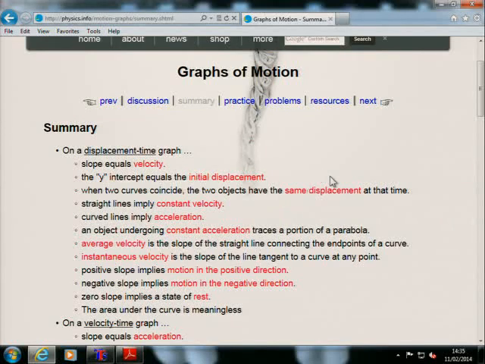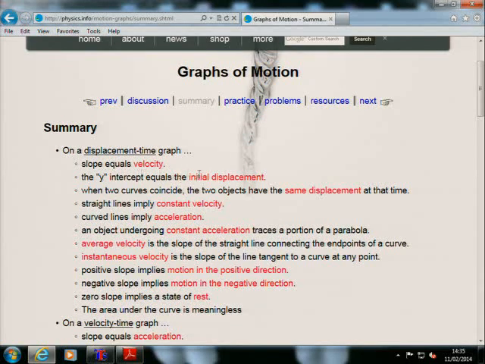What can we learn from a displacement time graph? If you remember, last week I drew the graphs. I'm going to draw them again just now, but I just quickly want to highlight what you can learn from a graph. The first thing that we can learn from a displacement time graph is that the gradient of the graph, or the slope of the graph, gives me the velocity.